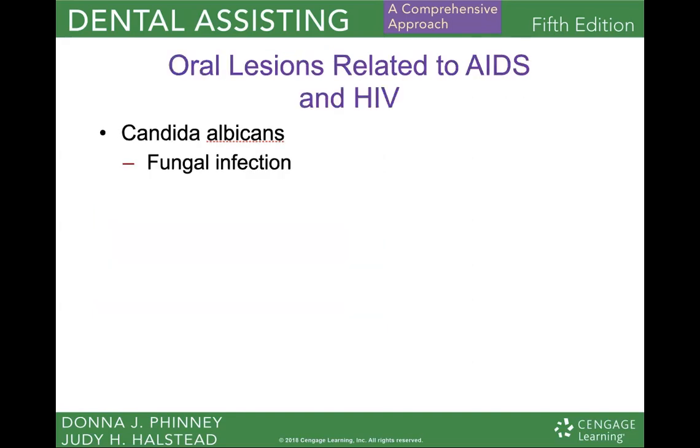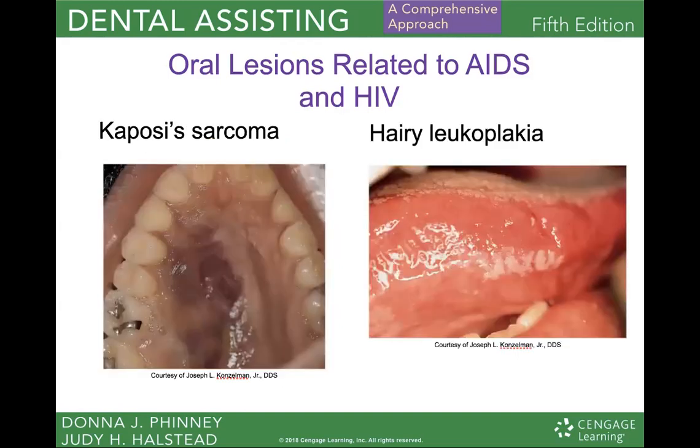Candida albicans can be found in people who have AIDS or have had prior cancer treatment. This is a fungal infection, and patients often report a burning sensation in the infected area. Kaposi sarcoma is found in AIDS patients and was uncommon until the late 1980s. It spreads rapidly, and treatment is low doses of radiation and/or chemotherapeutic drugs.